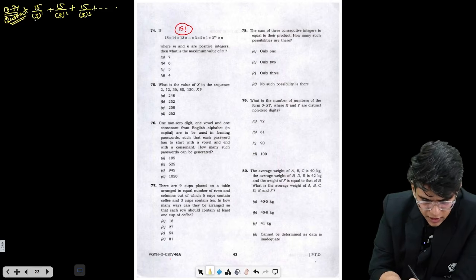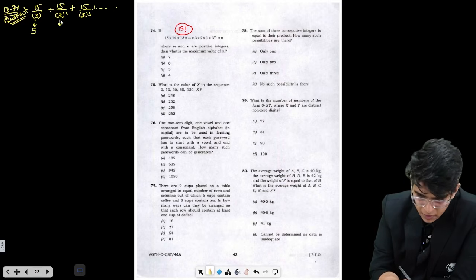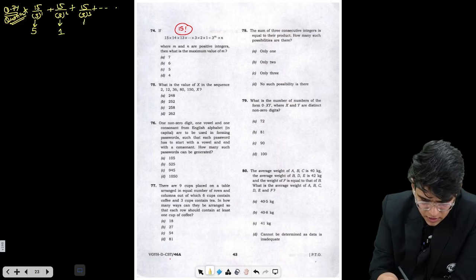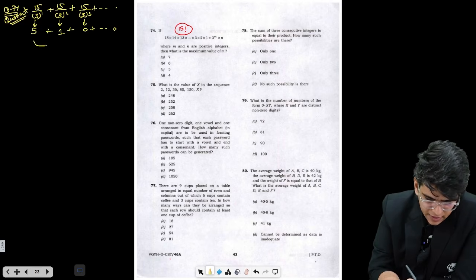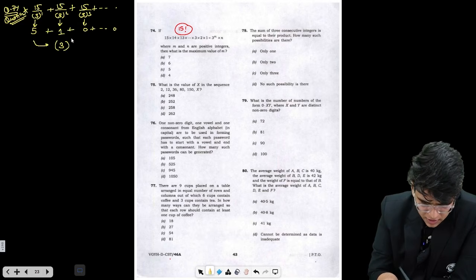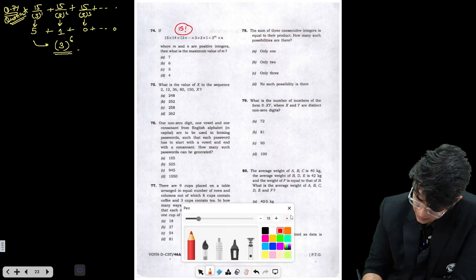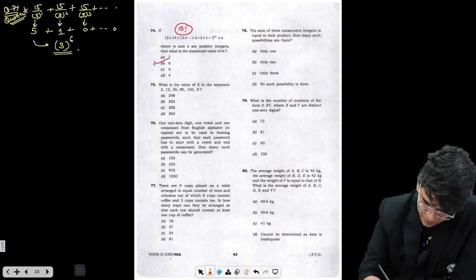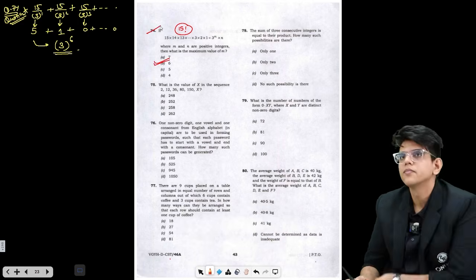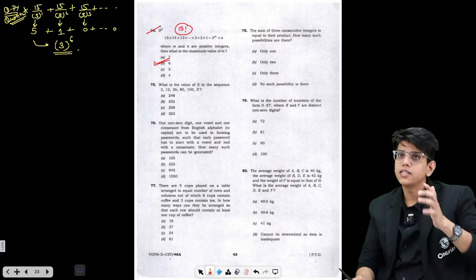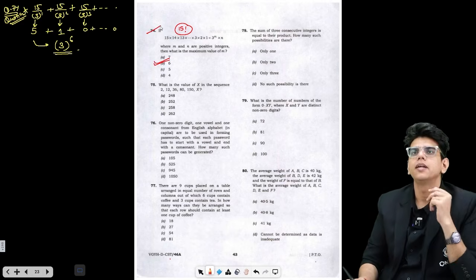What is the quotient when 15 is divided by 3? 5. What is the quotient when 15 is divided by 3 ka square, which is 15 by 9, which is 1, 0 and so on. 0, 0, 0, 0, 0 hai na? So basically in 15 factorial the power of 3 is nothing but 6. The answer here will be 6. ठीक है, here the answer will be 6. Done.